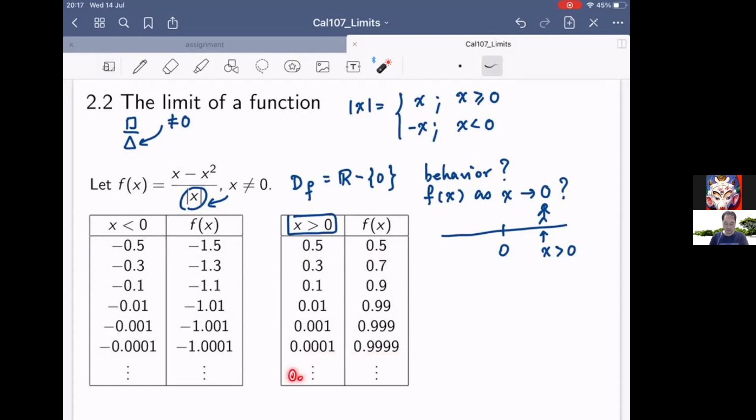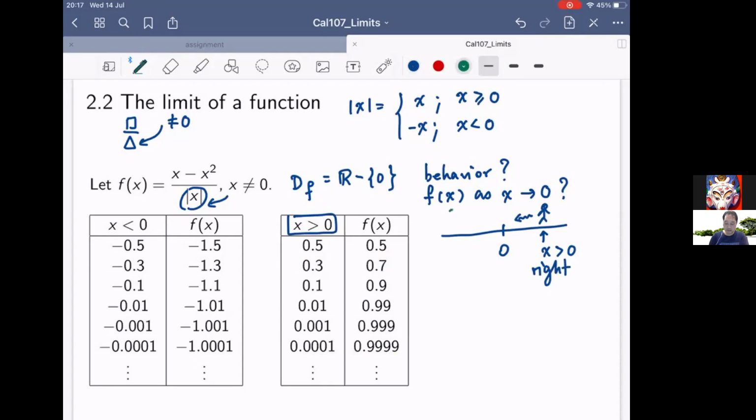So can you make a guess? If you have 0.00000001, what is your function value? It will take 0.999999, corresponding to the x value that you plug in. So if you plug in an x that is positive, it means that you go from the right of that number.